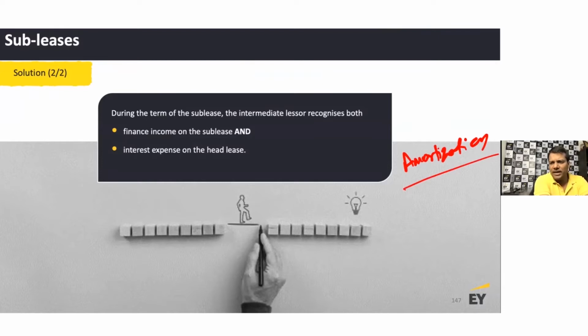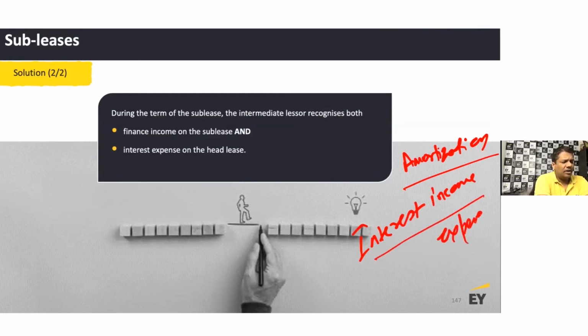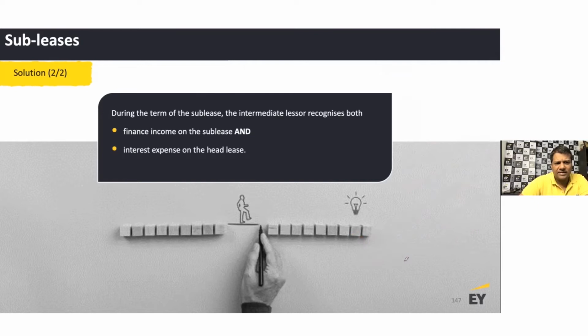Because you are no longer using it for your own business, you've subleased it. So essentially you will have interest income and you will have interest expense. Okay, you will stop doing the amortization, right? Finance income on the sublease and interest expense on the head lease.